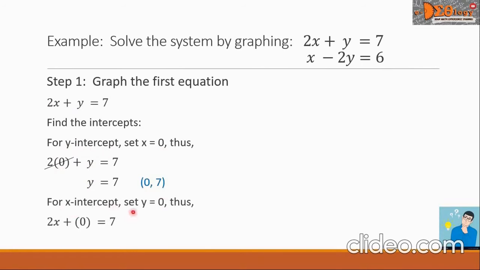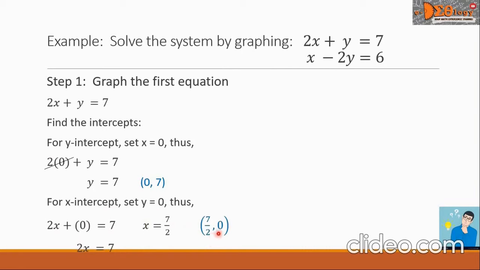For x-intercept, we set y equals 0. Thus, the first equation now becomes 2x plus 0 equals 7. We can ignore the 0 here, so we have 2x equals 7. Let us find the value of x. Let us divide the whole equation by the coefficient of x, which is 2. So we have now x equals 7 over 2. This is the value of x when y equals 0. And let us write the ordered pair of x-intercept as 7 over 2, or we say 3.5, 0.